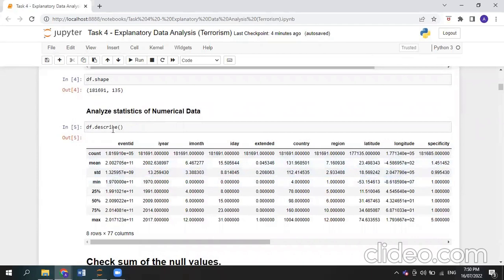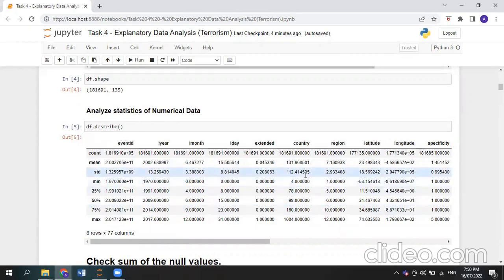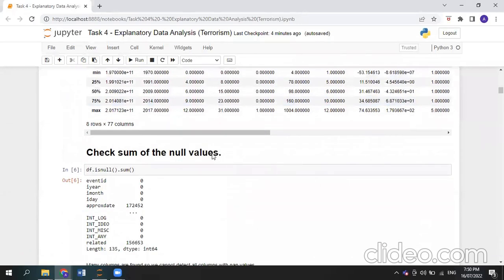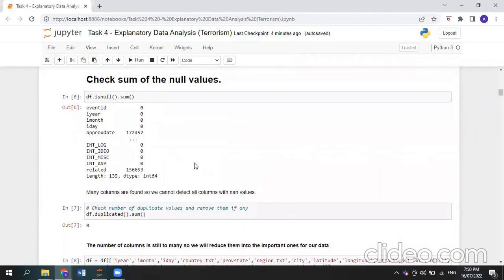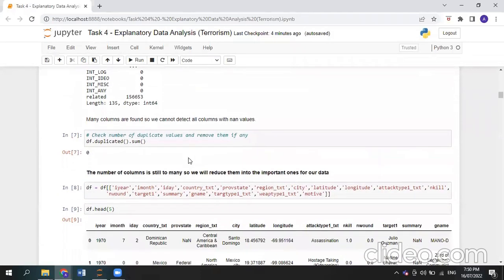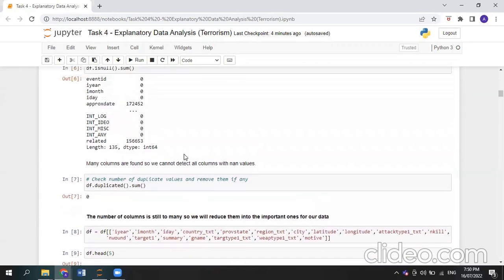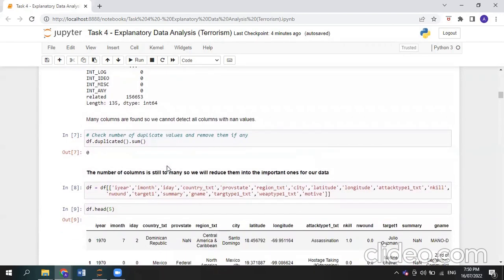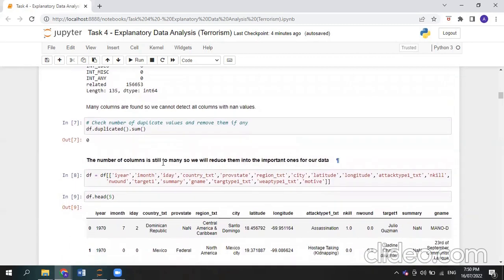Here we use the describe attribute to analyze statistics of numerical data and show how numbers will affect our graphs. And then we need to clean our data, so we check if there are any null values or duplicate values. Null values are very little among our data, so we will not remove any. Duplicate values, some are of 0.